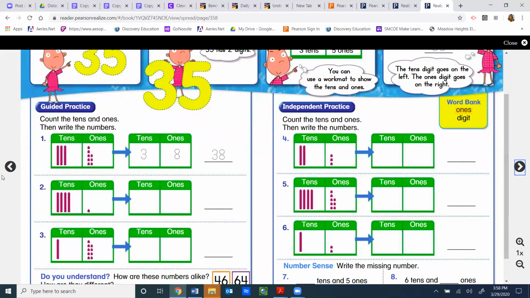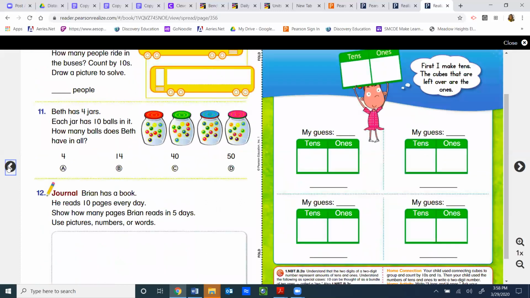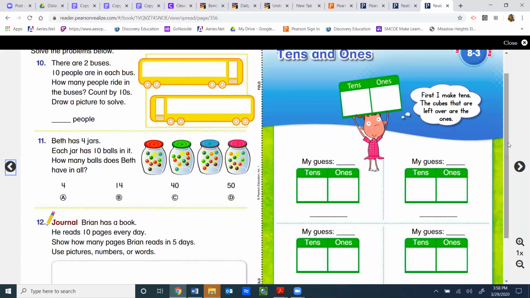So let's go back to the front. On the front page, you do not need to do anything. If you would like to use this page, maybe after you've done the other pages, just to push yourself or challenge yourself, you're welcome to. You can come up with numbers, or maybe your family members can come up with 2-digit numbers like 35, and you can try to figure out which digit in those numbers goes in the ones place and the tens place, okay? So for today you can skip this page.